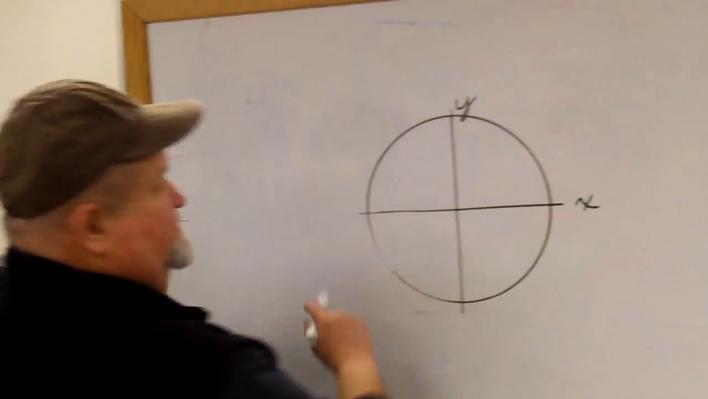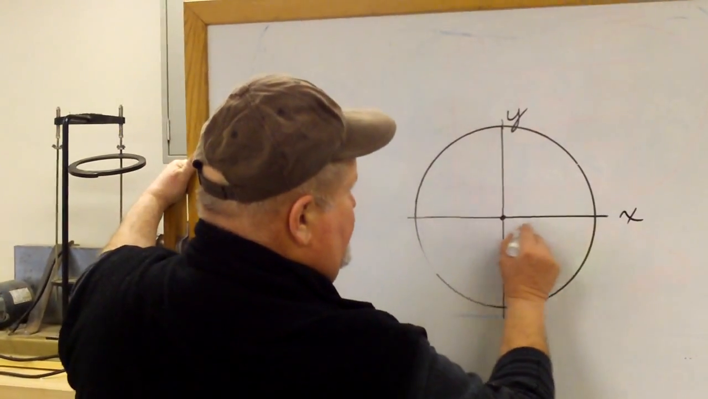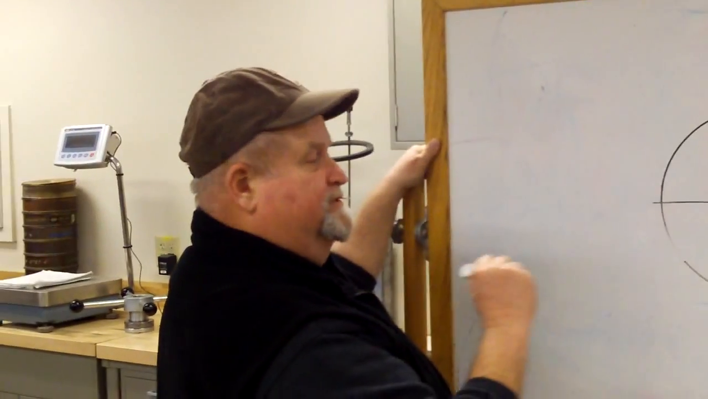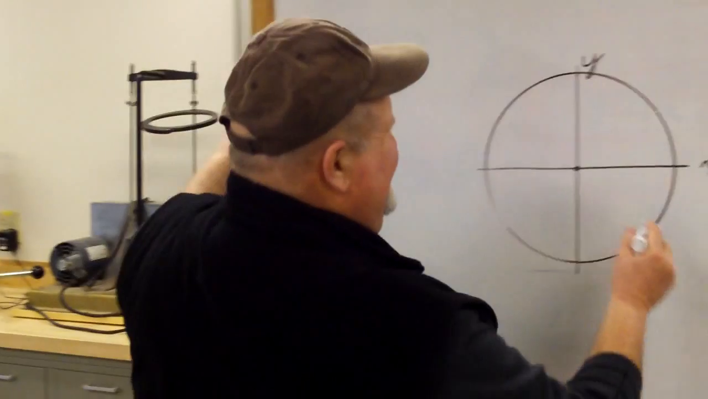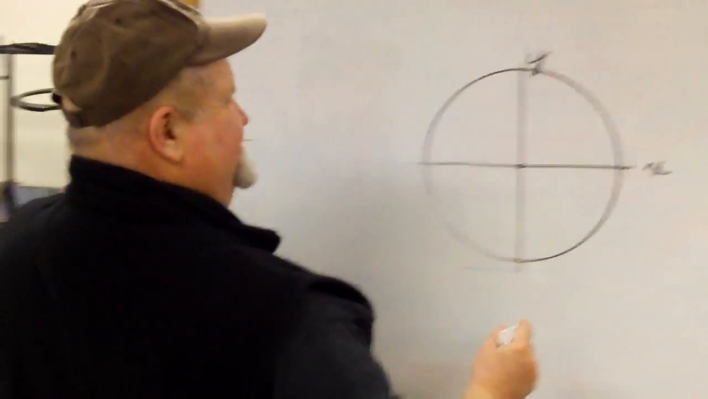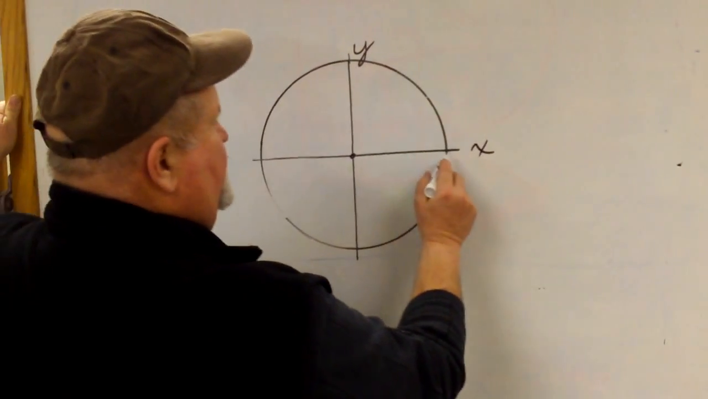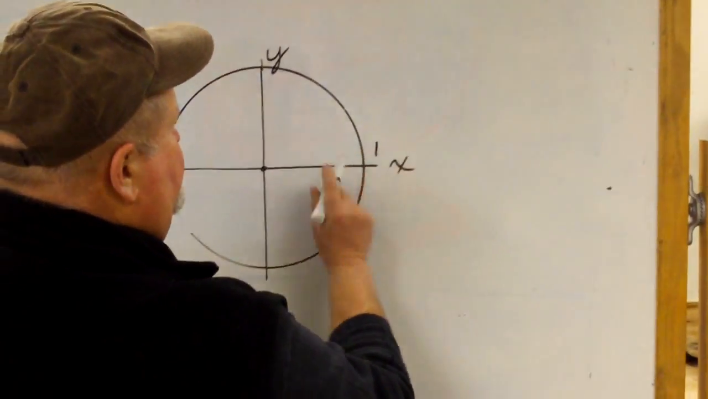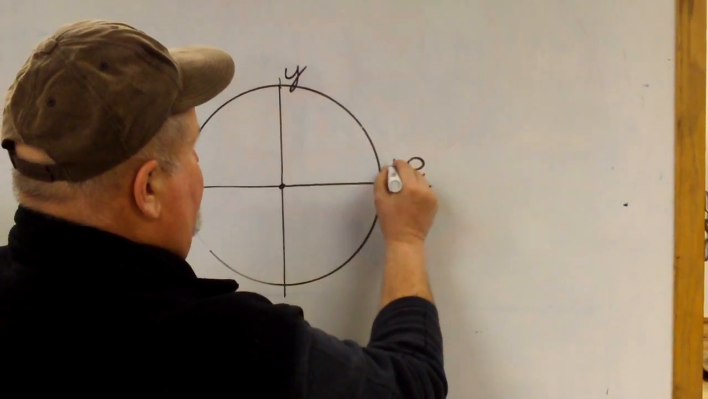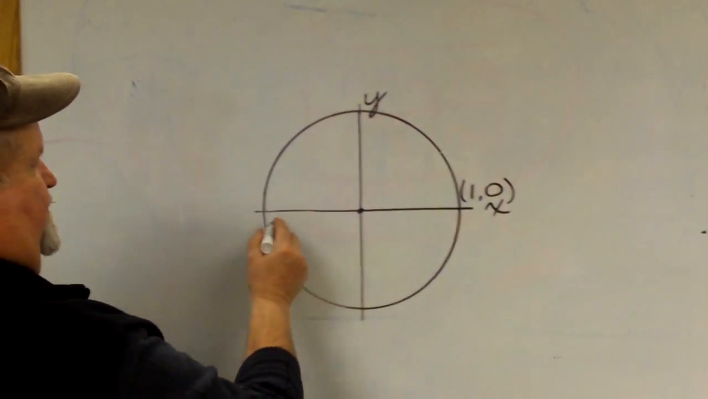The unit circle. A one unit circle. So the dimension from the center to here is one unit. No matter what size it is, we're calling it one unit. It's unitless. So in the x and y coordinates, if we go one to the right on x, that would be one, and we don't go any up, so that would be zero. So that's our coordinates for that point on the circle.